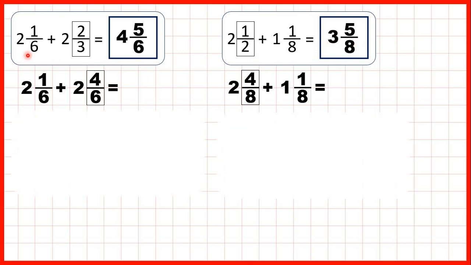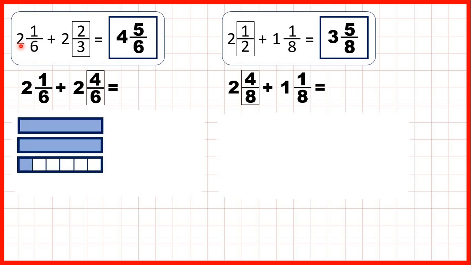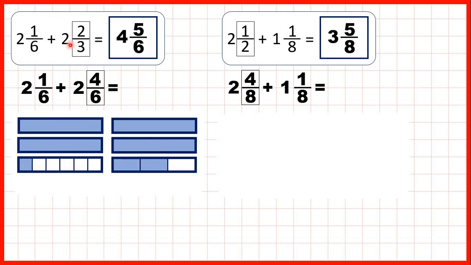So let's see what we did here. For this first question, we started with 2 and 1/6, so we can show 2 whole fraction bars and 1/6 of another one, and we were adding 2 and 2/3. But to add the fractions, we changed those 2/3 into 4/6. So when we added that to the 1/6, that gave us 5/6. Then we added the whole numbers and 2 plus 2 is 4, so that gave us our answer 4 and 5/6.